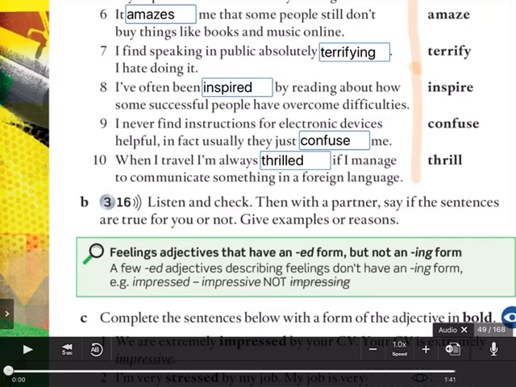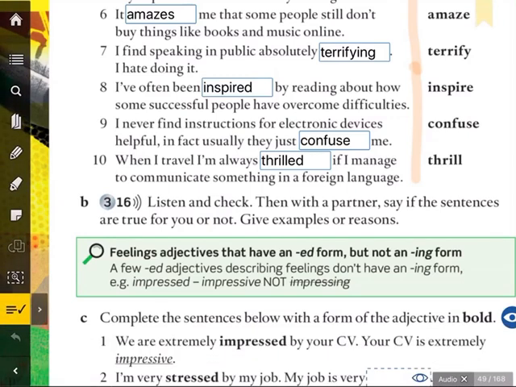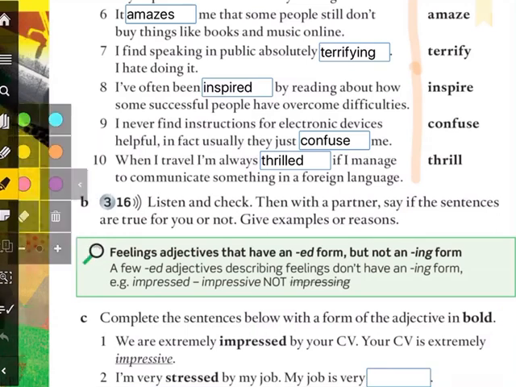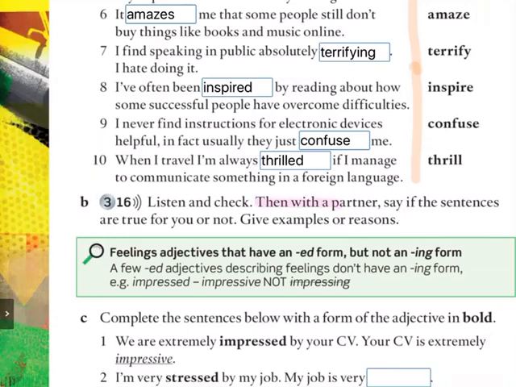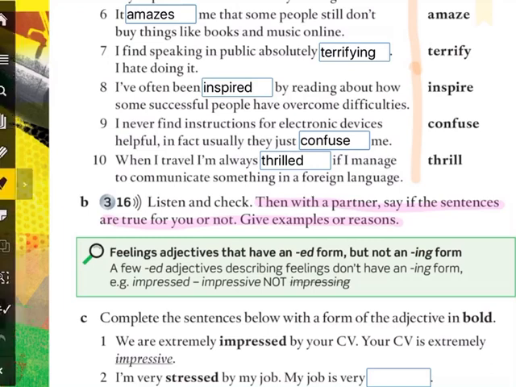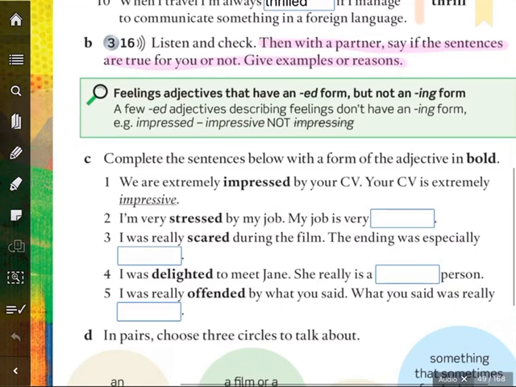Now, so there are the sentences read by the professionals. Now, I just want to point out before we move on, can you see it says, then with a partner, say if the sentences are true for you or not, give examples or reasons. Now, feel free to send me a text message, an audio message with your ideas, or your reactions to some of these sentences. Now, let's move on to another green box.